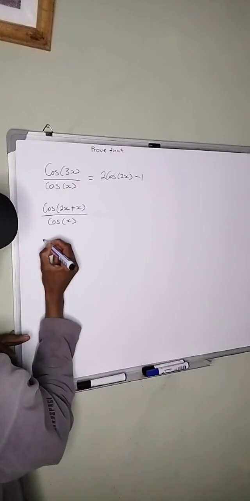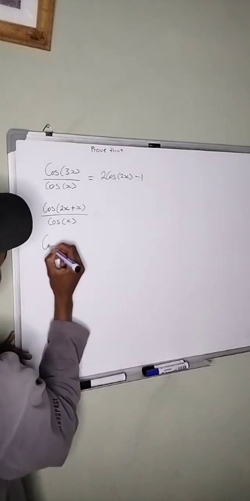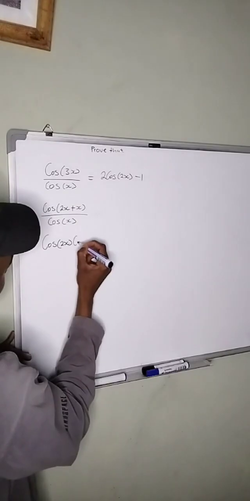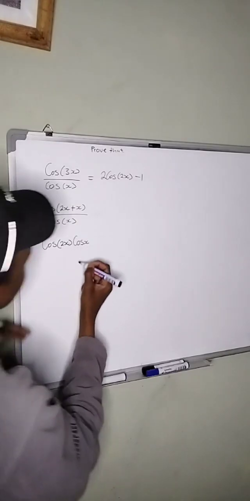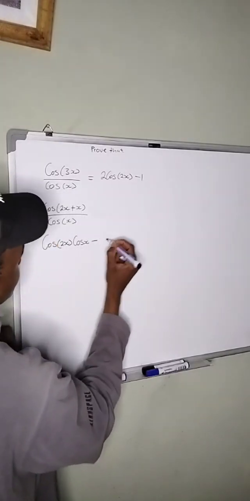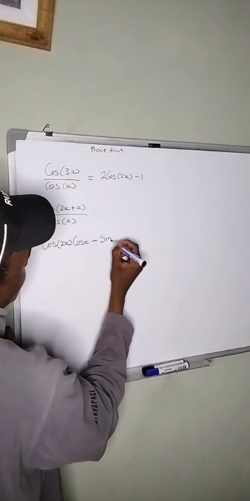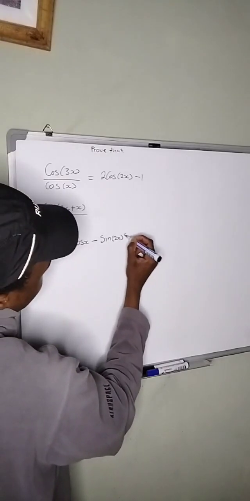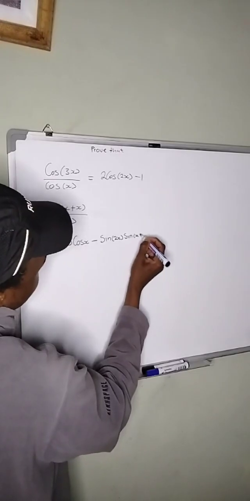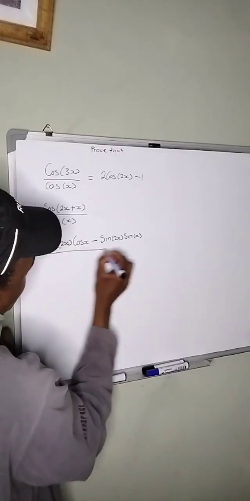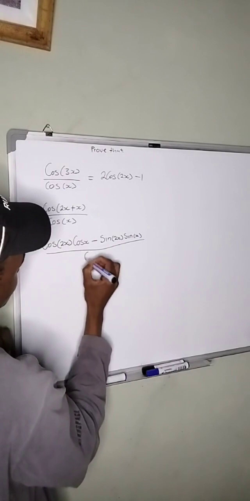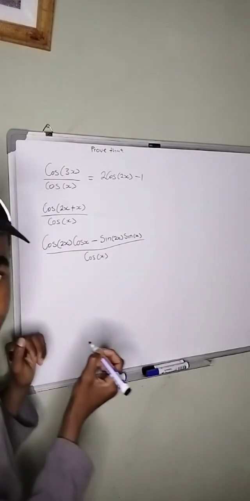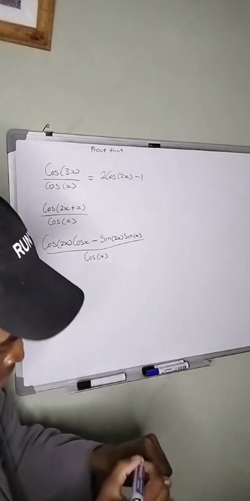So we are going to have cos 2x cos x minus sine 2x sine x, all divided by cos x.